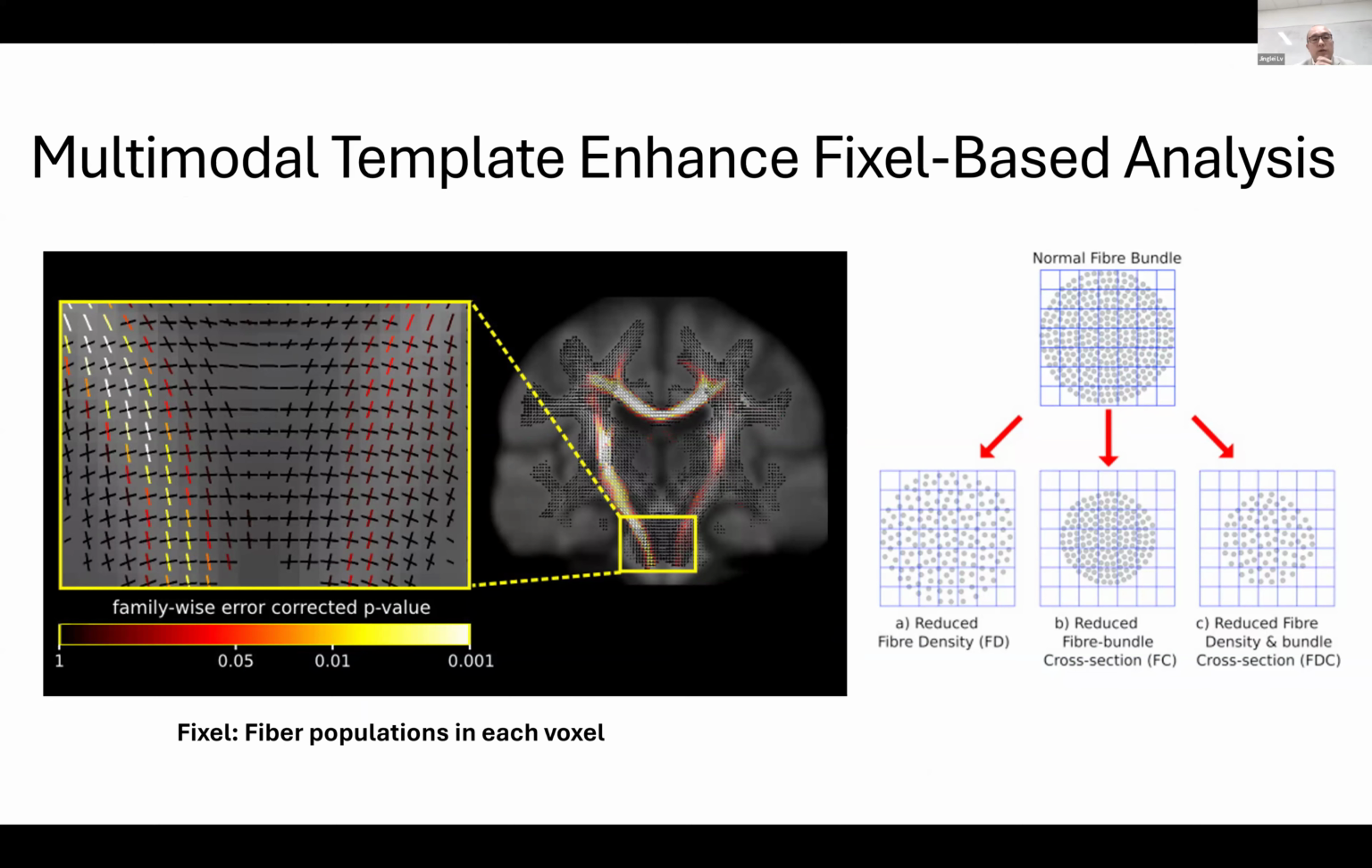We can use the multimodal template to enhance the fixel-based analysis. Firstly, I will need to introduce what a fixel is. A fixel is the fiber population in each voxel. So in one voxel, there might be multiple fixels representing different fiber populations. Usually they are in different directions. And with the fixel-based analysis, we can measure the fiber density change, or the cross-section change, or the combination of cross-section and fiber density change for each fixel.